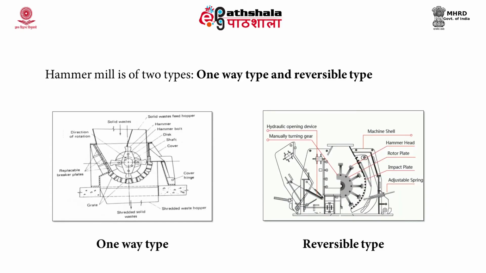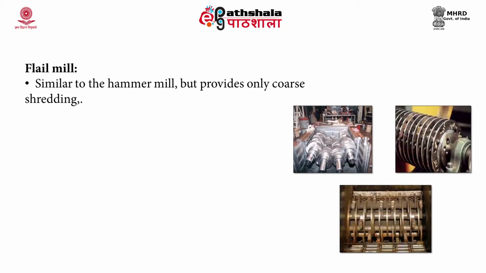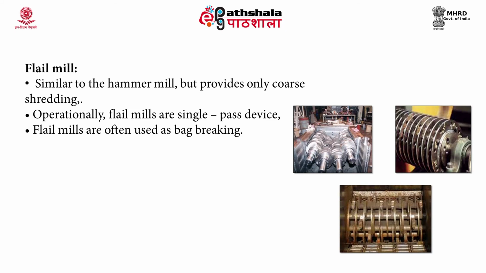And hammer mills can be of two types. The first one is one-way type and the other one is reversible type. This picture shows the one-way and reversible type hammer mills. Next type of shredder is flail mill. It is almost similar to hammer mill, but it provides coarse shredding. Operationally, flail mills are single pass devices and they are mostly used for bag breaking.